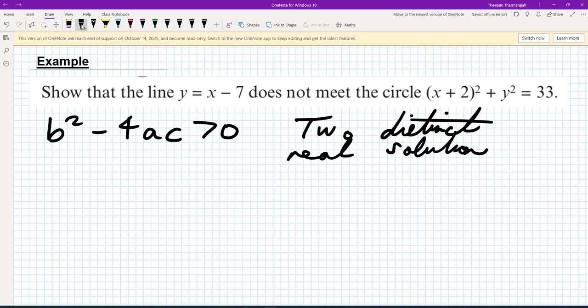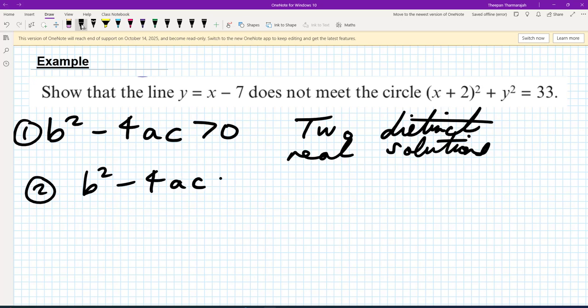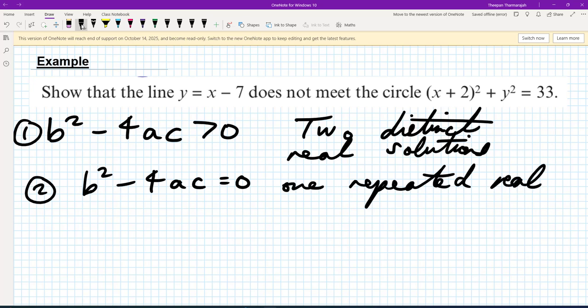And this is very similar to what you do in chapter 2 in quadratics, where a straight line intersects a parabola. The second case is b squared minus 4ac is equal to 0, so you get one intersection point or one repeated real solution, hence 1 point of intersection between the line and the circle.